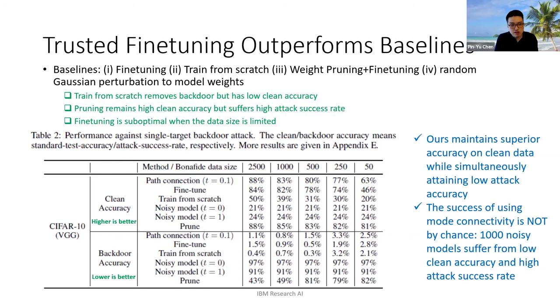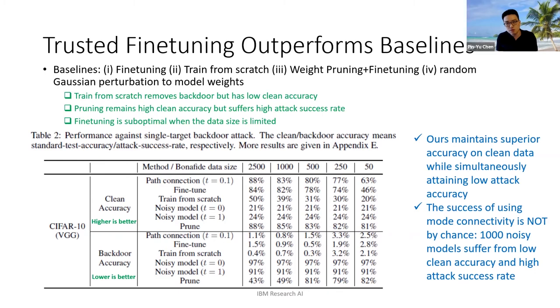You can take the pre-trained model and fine-tune on the clean data. But if your data size is truly limited, this fine-tuning will not outperform this mode connection-based approach, because mode connection gives you a guarantee that as long as you search on the path, the standard accuracy wouldn't change too much. So it's a very ideal scenario when you only have limited data to mitigate backdoors of large deep neural networks.